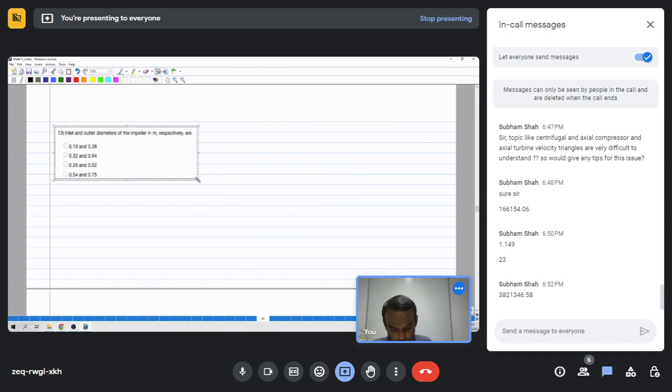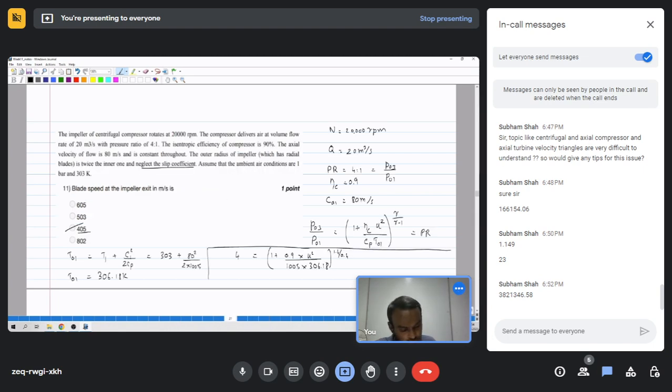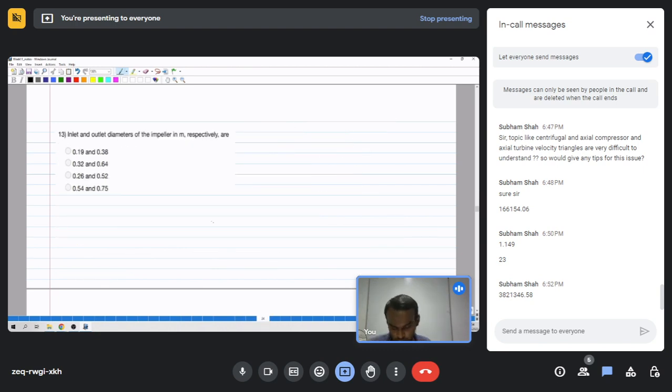Next question. Inlet and outlet diameters of the impeller in meters respectively. So they said the outer radius of the impeller is twice the inner one. Okay. So that means D is 2 times the small d, and we have velocity that is 407 meter per second, so that should be equal to pi D N by 60.